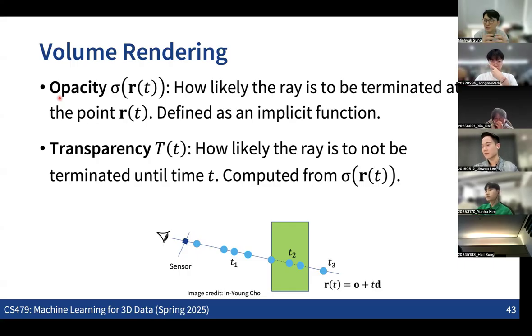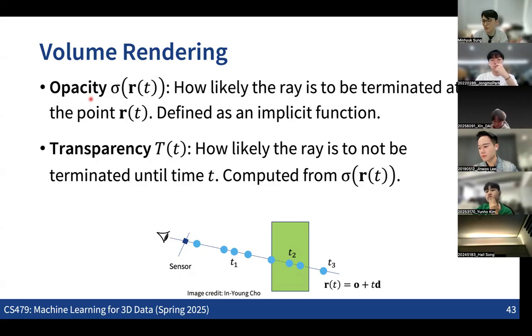And you can see that this transparency and the opacity should be related to each other. If there is no intersection until this point, that gives the information about how likely the ray will not stop until this point. So the transparency should be computed from the information that we are getting from the implicit function of the opacity.